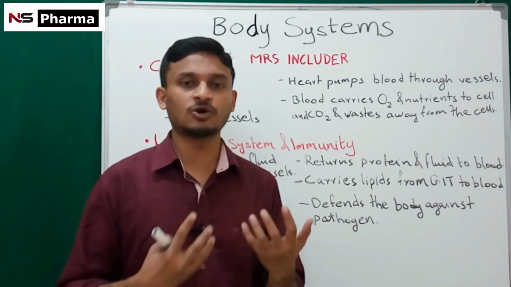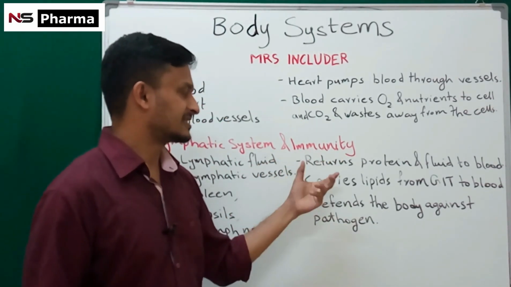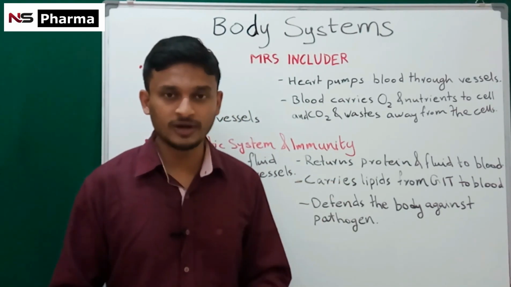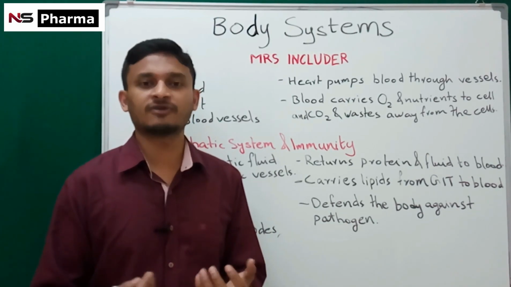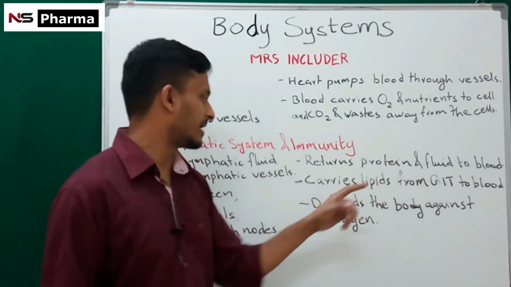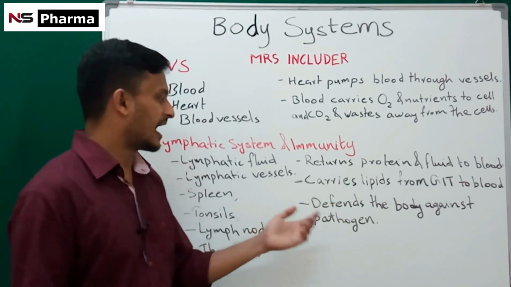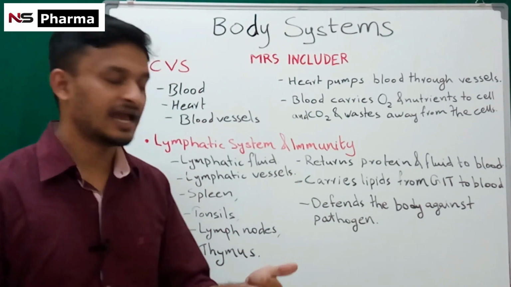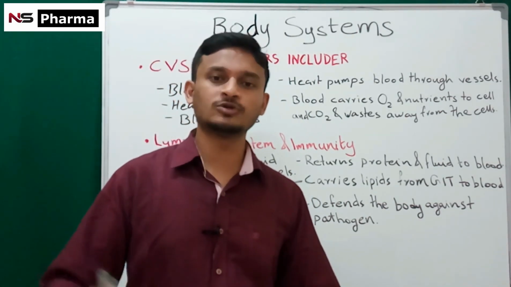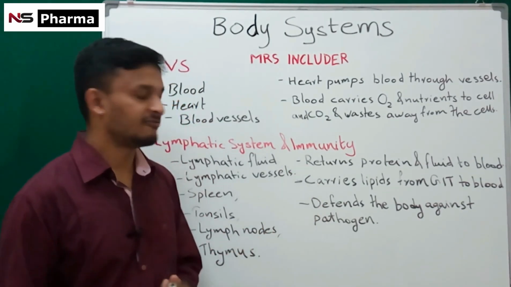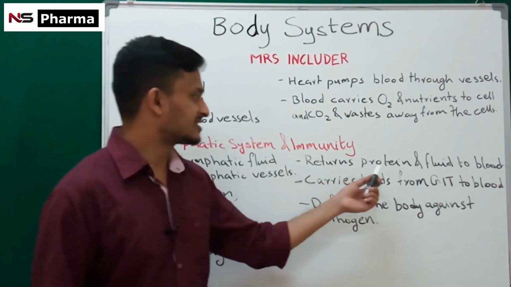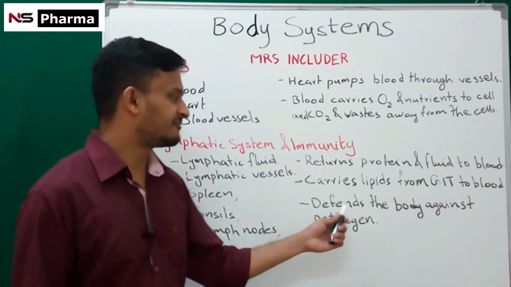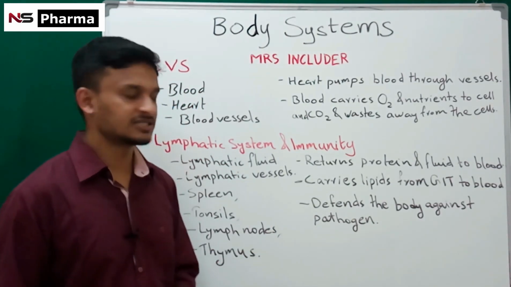Now we will see different functions of the lymphatic system. It returns the proteins and fluid to the blood. Then it carries lipids from the gastrointestinal tract, GIT, to the blood, and it defends the body against pathogens coming from outside. These are the three main functions. One more time I will repeat. Returns proteins and fluids to the blood. Then carries lipids from GIT to the blood. Then defends the body against pathogens. These are the different functions of the lymphatic system.